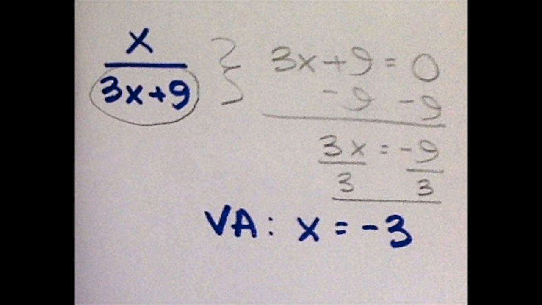The vertical asymptote is found by simply making the denominator equal to 0. So, in this case, x equals negative 3.